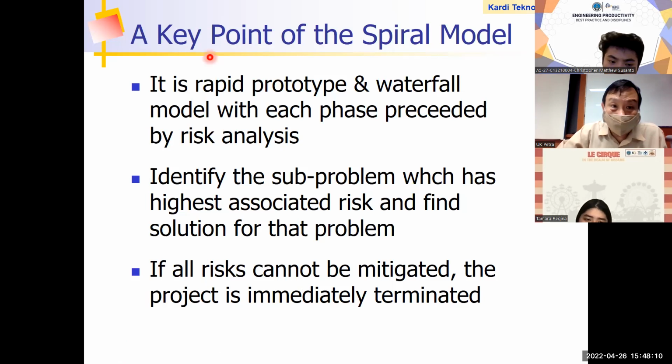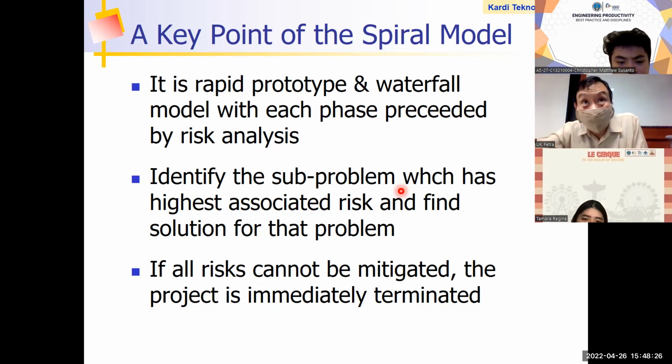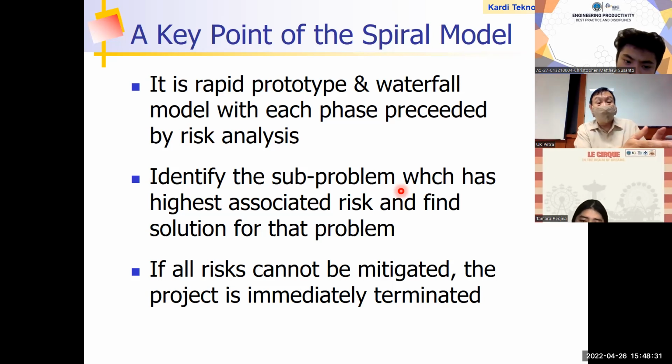So the key point in the spiral model is a rapid prototype waterfall model, with each phase preceded by risk analysis. So identify the sub-problem which has the highest associated risk and then find the solution to the problem. You don't identify the problem only. You prevent that problem from happening. So if all risk cannot be mitigated, then the project will terminate immediately before going further.